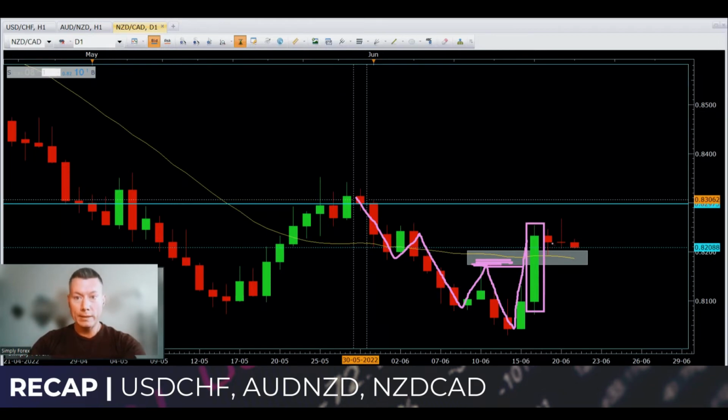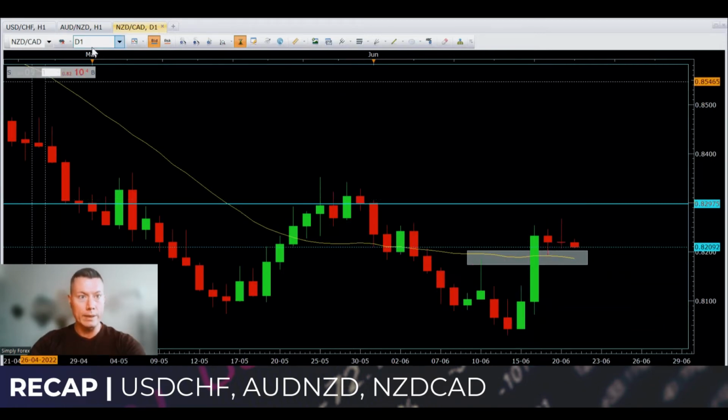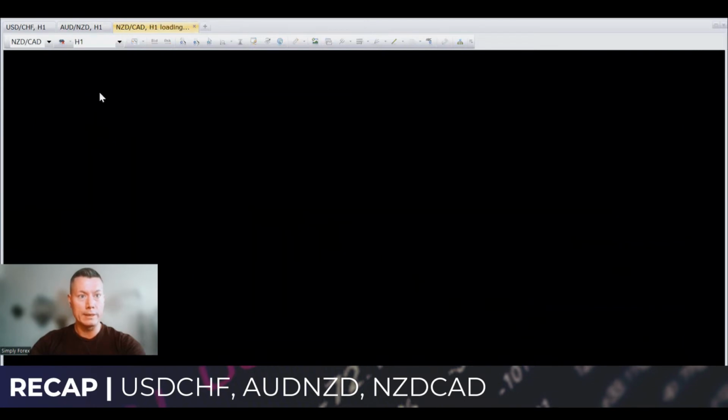Okay, and we had this wick bounce off of our grey zone. So the idea was just to take price up to this blue line here. Okay, but as you can see, that didn't quite happen, guys. But price did move up for most of the day. Okay, but let's look at H1 again to see if we did have a trade.